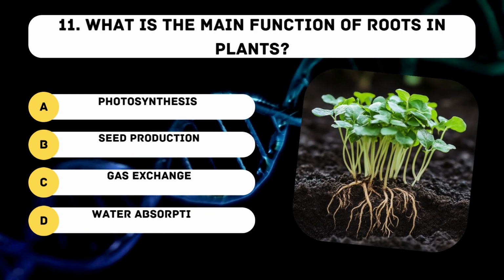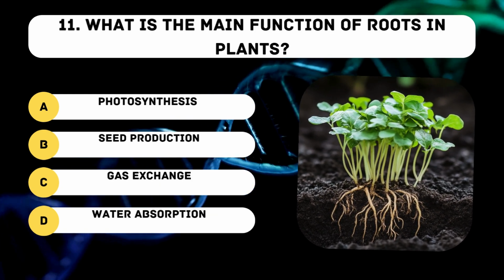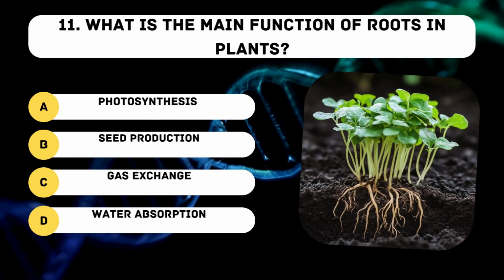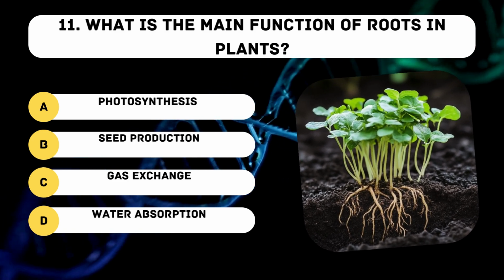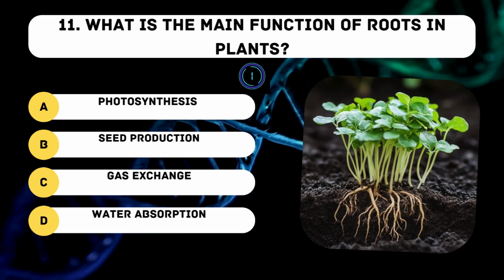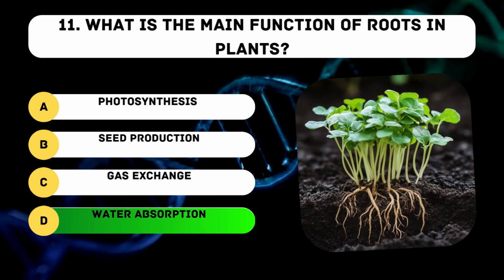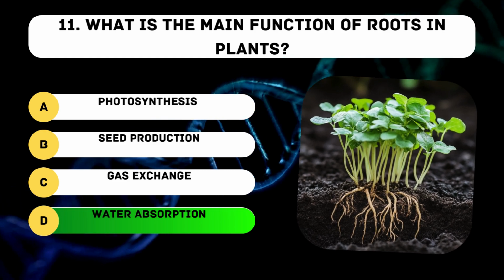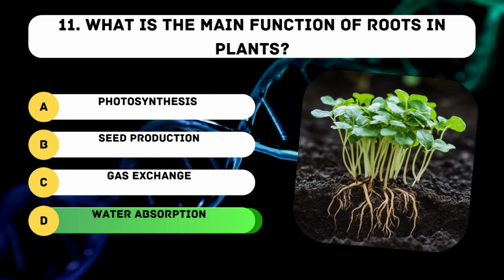11. What is the main function of roots in plants? A. Photosynthesis. B. Seed production. C. Gas exchange. Or D. Water absorption? The answer is D. Water absorption. Roots absorb water and nutrients from the soil and anchor the plant in place.